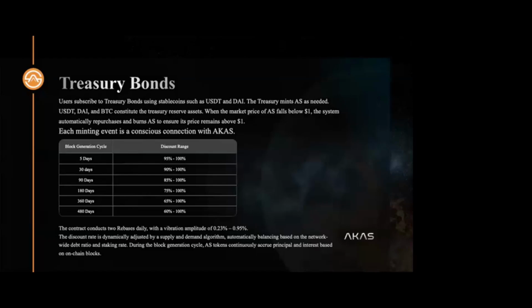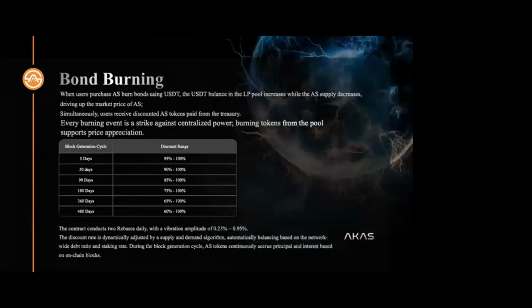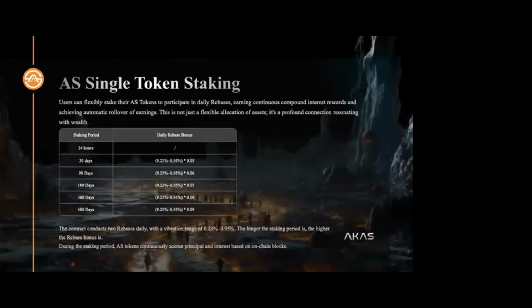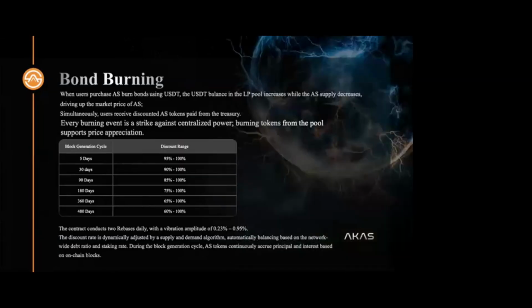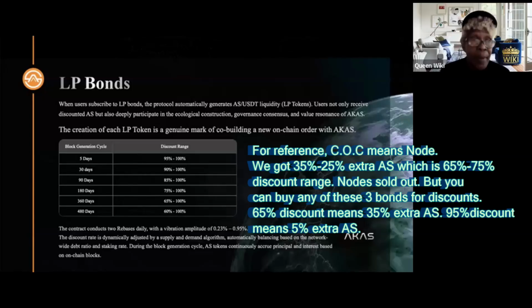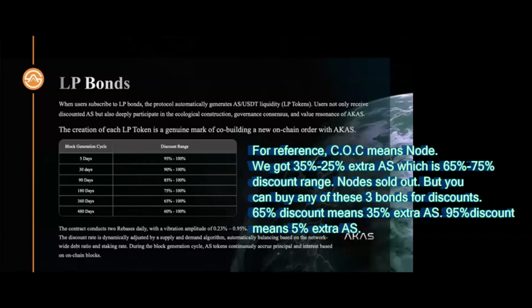For the bonds, we have treasury bonds, LP bonds, and bond burning. I can consider these three as one product and three sub-products. Single staking token is one product for me, and bonds is the second main product. In these main products, we have three sub-products: treasury bonds, LP bonds, and bond burning. These three are exactly the same as our COC discount method. Instead of discount, actually it's giving extra.